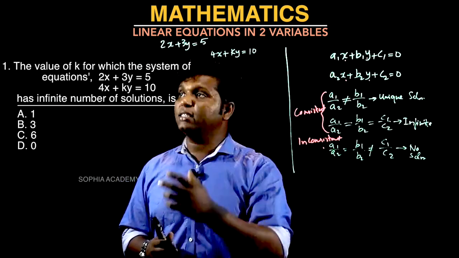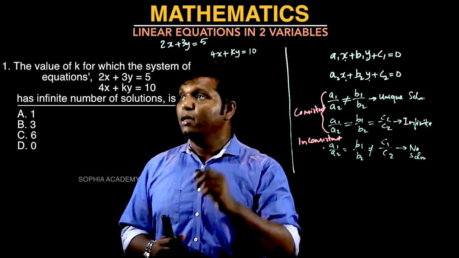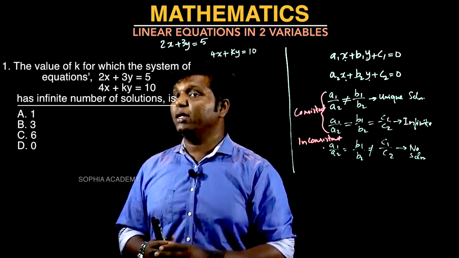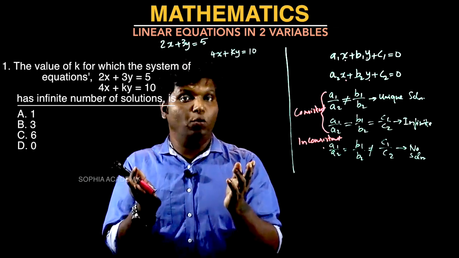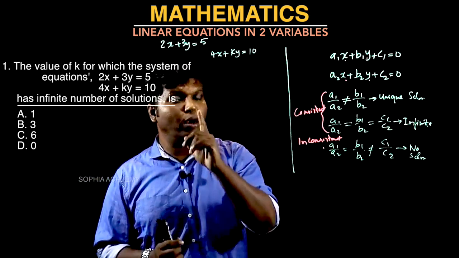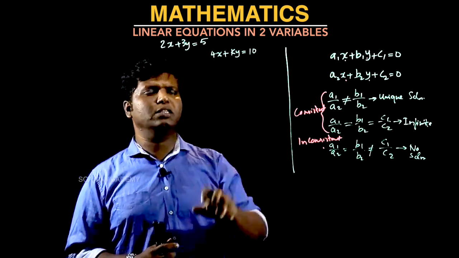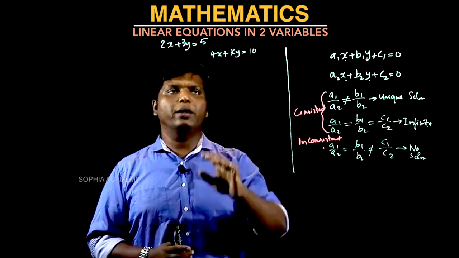Infinity solutions. Here you can see there are four options. Option number 1 is 1 itself, option number 2 is 3, option number 3 is 6, and option number 4 is 0. So among these four options, one is your answer, and we have to choose the right one. So let us focus on these two equations.